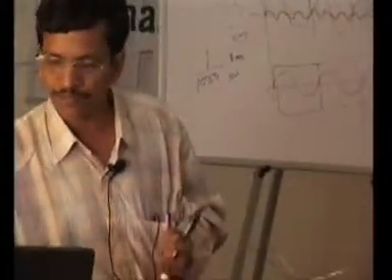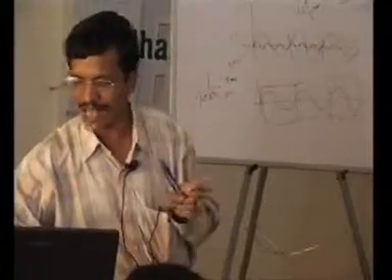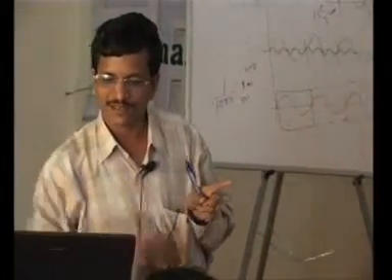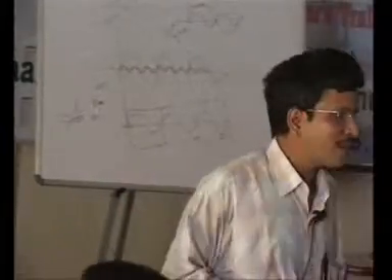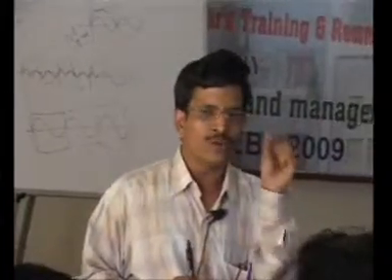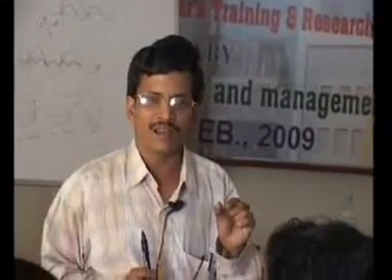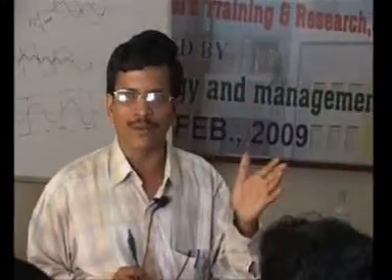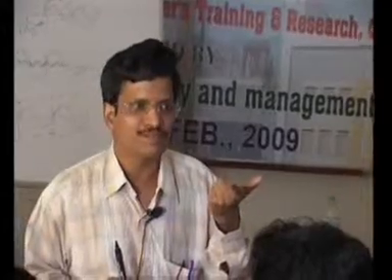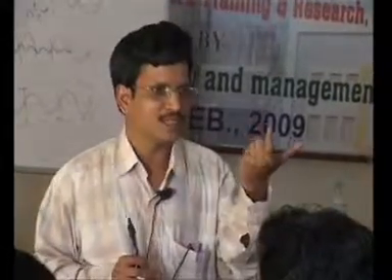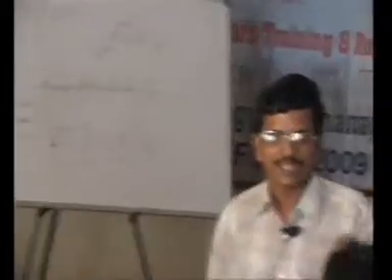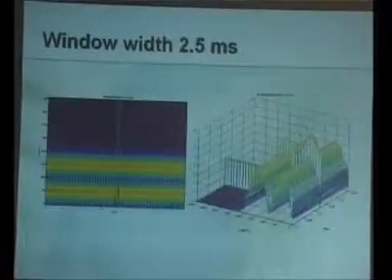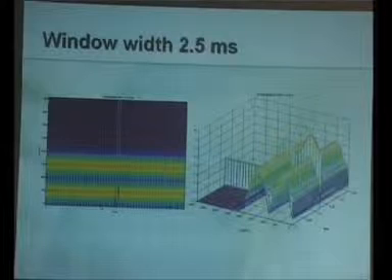Now what I am doing? See, just compare these two, and I will ask a question. Now I am taking a window width of 2.5 milliseconds. So if I am taking a window width of 2.5 milliseconds, for your 1000 Hz component, how many cycles will come? Only 2.5 cycles, because 1000 Hz is 1 millisecond. And 1500 Hz maybe 4 or 5 cycles.